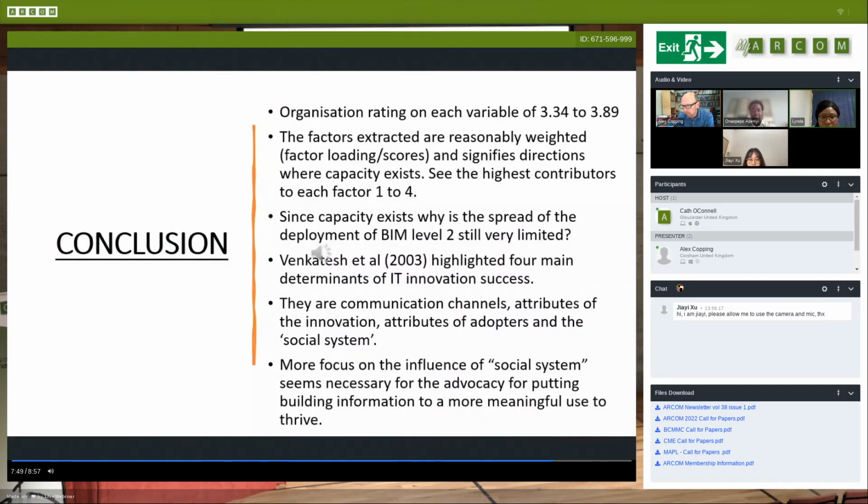The factors extracted can be viewed as directions where capacity exists. But there is the question, since capacity exists, why is the spread of the deployment of BIM level 2 still very limited?